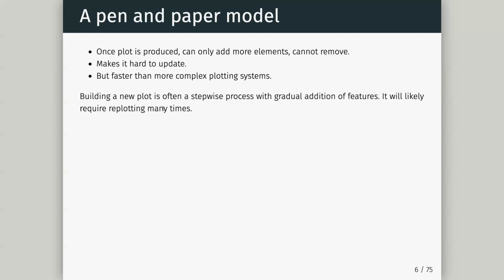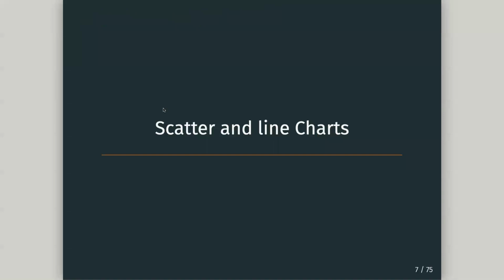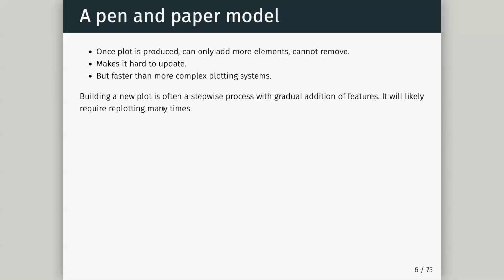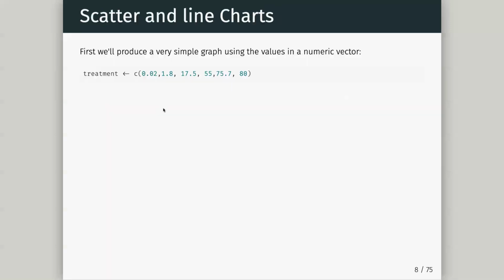Often you will just need to plot. Okay, my plot wasn't quite right. I will just do a new plot and I will change these features. So all that is the pen and paper model, as opposed to what we will show you next time, which is more of a blueprint. What would I like to put on the paper? Here, we're writing to the paper in a stepwise fashion. So the first thing we're going to look at is scatter and line graph.